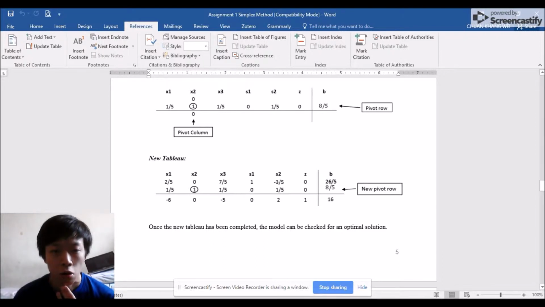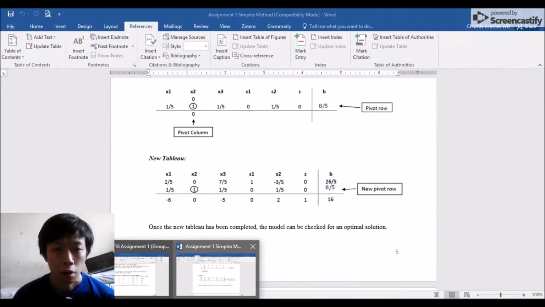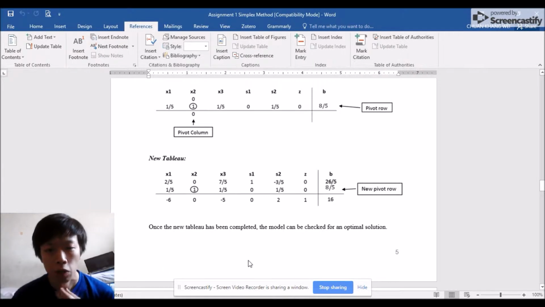Okay, next I will pass to my friend to continue with the simplex method to determine the optimal basic feasible solution.